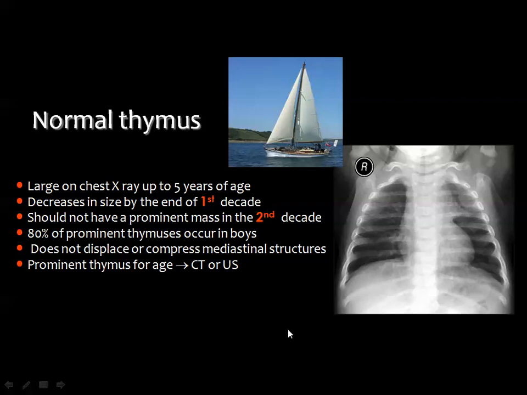And after the age of 10 years, the thymus should almost totally regress, except for some minimal prominence you can see. 80% of the prominent thymuses occur in boys, and the thymus can be easily appreciated on the plain X-ray. One of the common appearances is the sail sign, as you can see here.